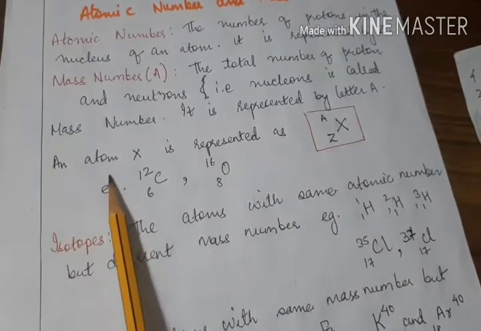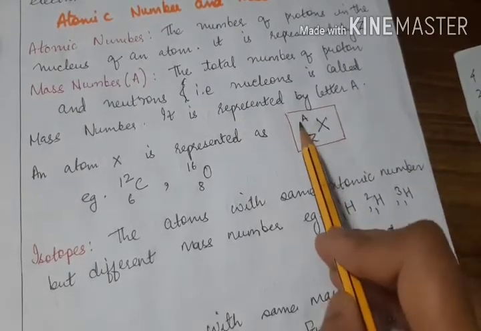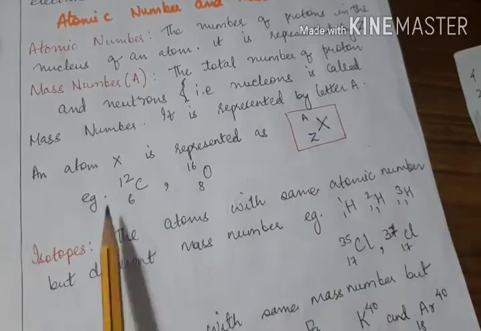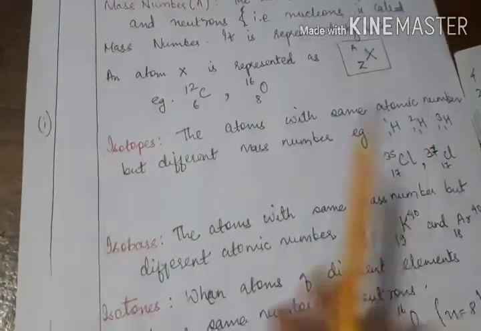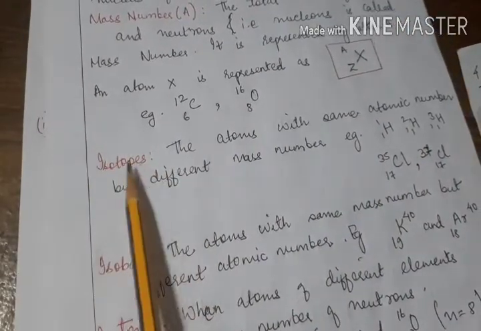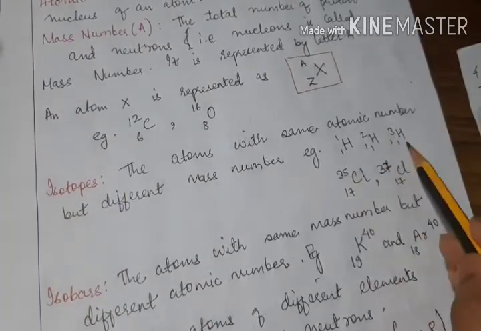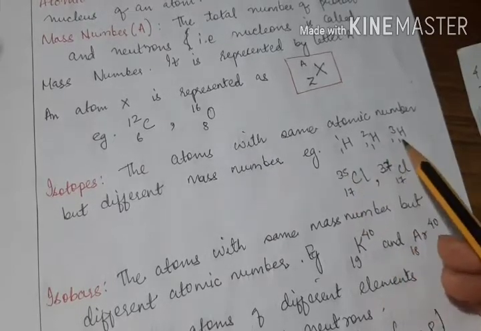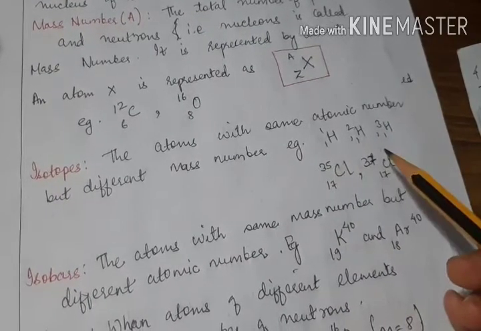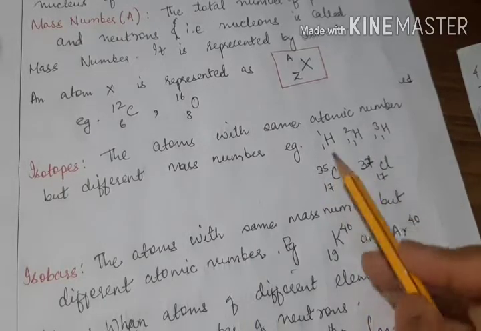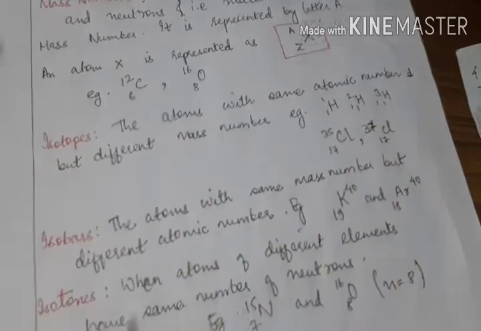If you have to represent an atom X, you write the atomic number below as a subscript, and the superscript is your mass number. Like for example, carbon. There are certain terms here. Isotopes, you know that, are atoms of the same element with the same atomic number but different mass number. Like for example, these are the isotopes of hydrogen. The atomic number, as you can see, is the same, but the mass numbers are different. The reason is the different number of neutrons present in them. This is called protium, deuterium, and this is called tritium. And chlorine also has two isotopes, 35 and 37.